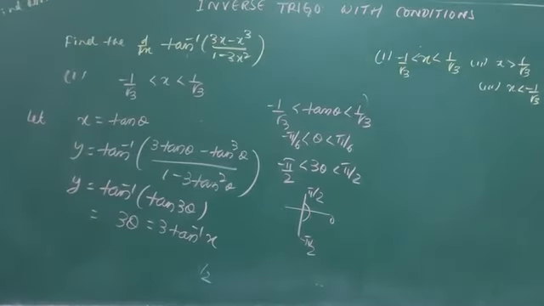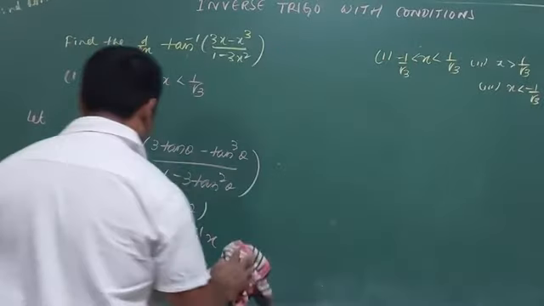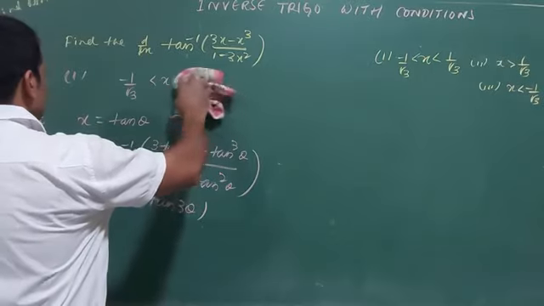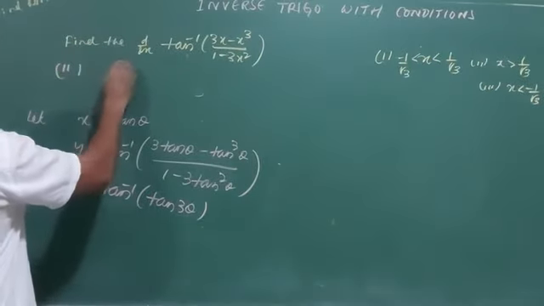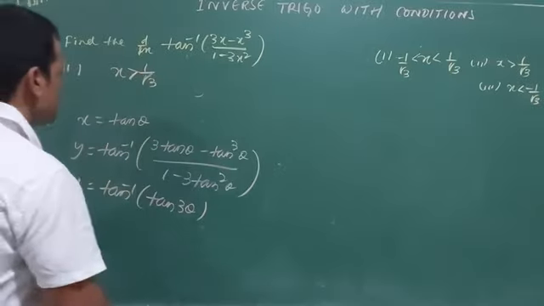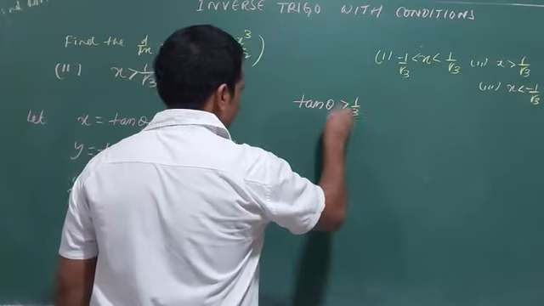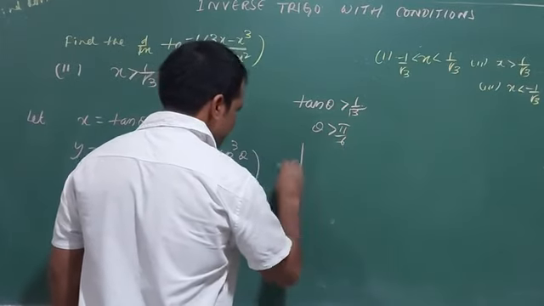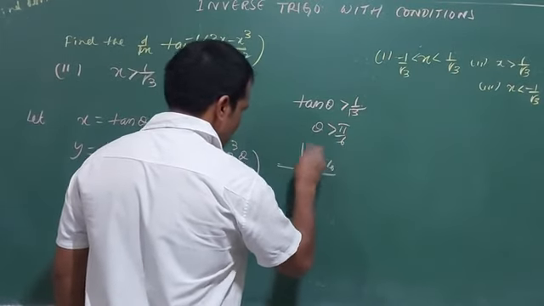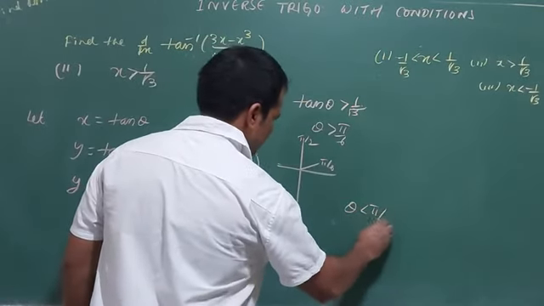Second one. So the second one is now x greater than 1 by root 3. So write tan theta is greater than 1 by root 3, so theta is greater than pi by 6. Theta greater than pi by 6 means from pi by 6 somewhere here to pi by 2. So theta lies between pi by 6 and pi by 2.